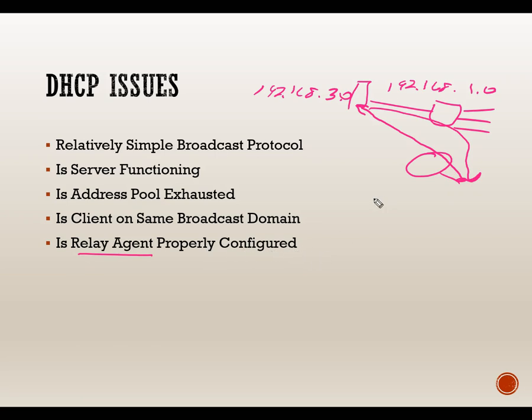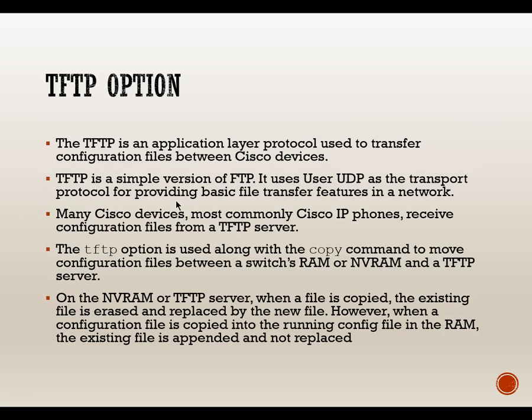Is it going to the proper address for the DHCP server, and is it coming from the proper address? If we have a router here and a router there, the interface that the relay, the IP helper command, needs to be on is the interface with the address of the network that we're going to use, so that we have that capability. The TFTP option.